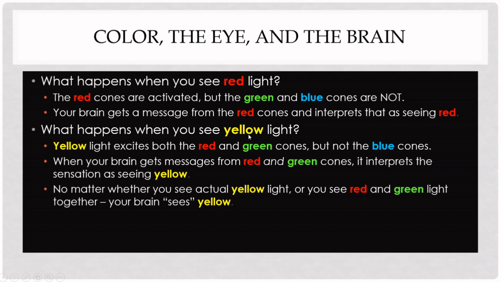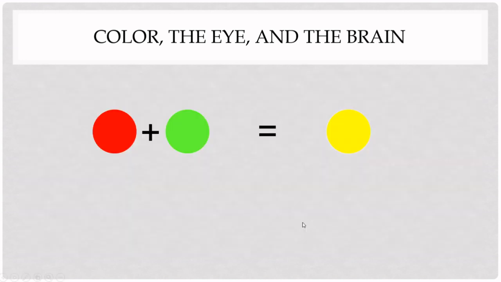Okay, well, that's all well and good, but what happens when you see something that isn't red, green, or blue? What happens when you see something that is, say, yellow? Well, it just so happens that yellow causes both your red and green cones to become excited, but not the blue cones. So when you see something yellow, your red and green cones are both sending a message to your brain saying, I'm seeing red, I'm seeing green, and your brain interprets that as, I'm seeing yellow. So the processing of colors actually happens in your brain. Your eyes pick up the wavelengths of light, but your brain determines what to make of them.